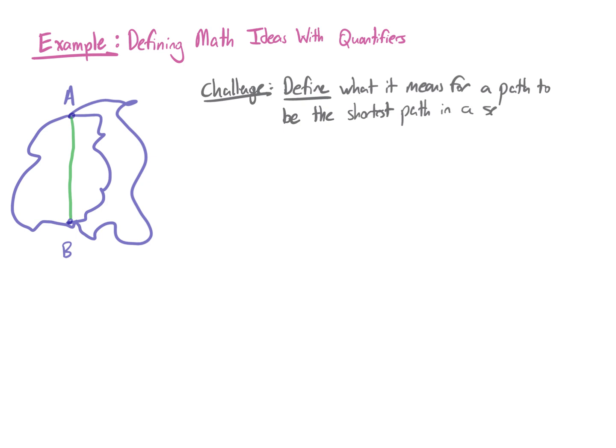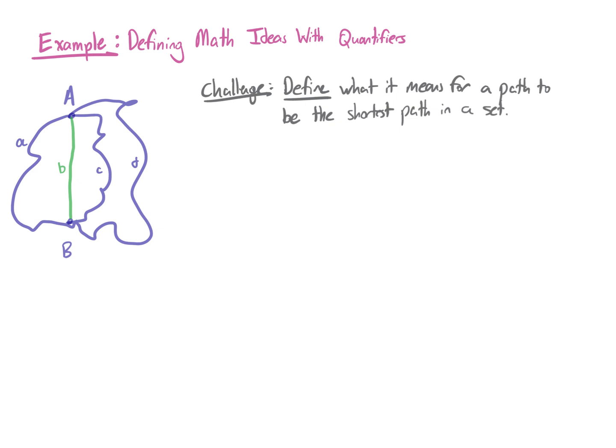in a set. So when I say in a set, I do mean that because we can label all of these paths here. So here's path A, path B, path C, and path D. And this is a set of possible paths. And what I want to do is define what it means formally that path B is the shortest path in that set.